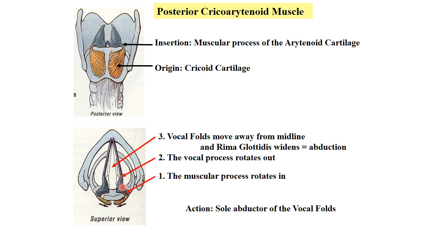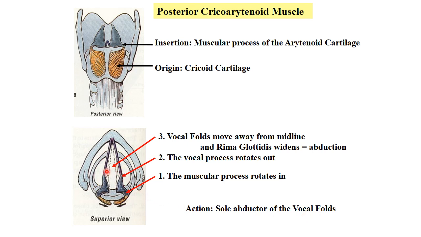And notice what we're doing. Again, we're pulling in on the backside of the arytenoid cartilage. That's going to pull out. These guys are basically just spinning along their vertical axis. That's going to spin these guys out. This is important. Posterior cricoarytenoid is the sole abductor of the vocal folds. That's critical. Sole abductor of the vocal folds.